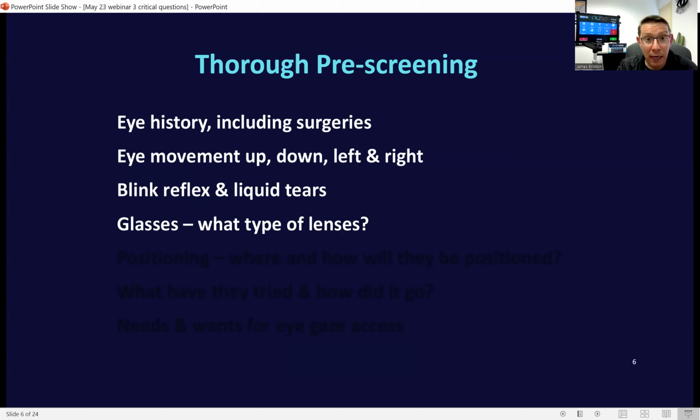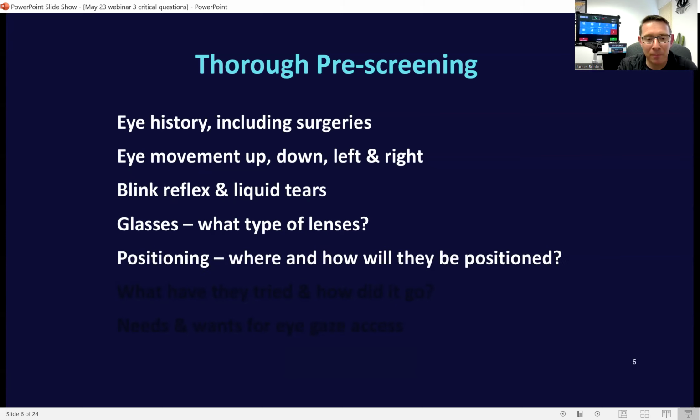Do they wear glasses, and what type of lenses? Single vision lenses are great. Progressive lenses, whether they're bifocals or trifocals, are no problem for the Eyegaze Edge. Thick eyeglass lenses typically are not a problem for the Eyegaze Edge as well. Where we run into trouble is if they have lined bifocals or lined trifocals. That can pose a few problems that you may need to get creative with, and we have a few tricks for those type of lenses.